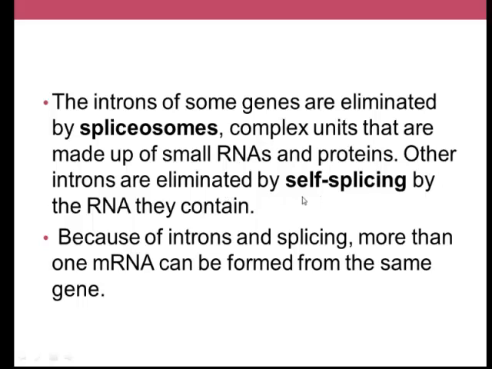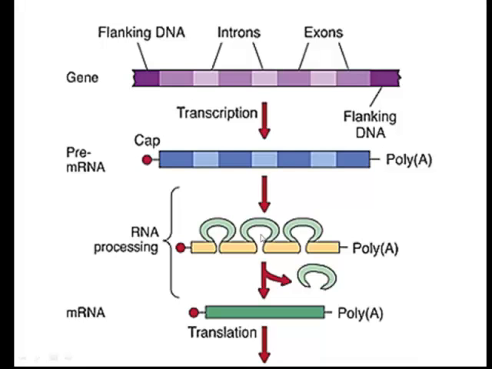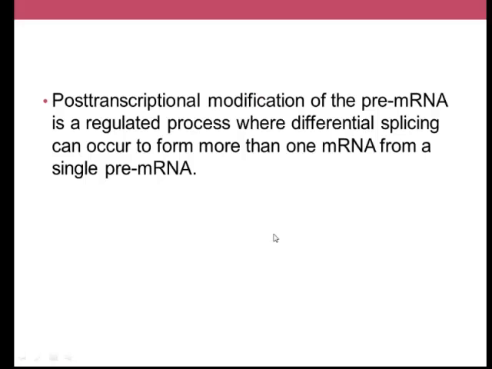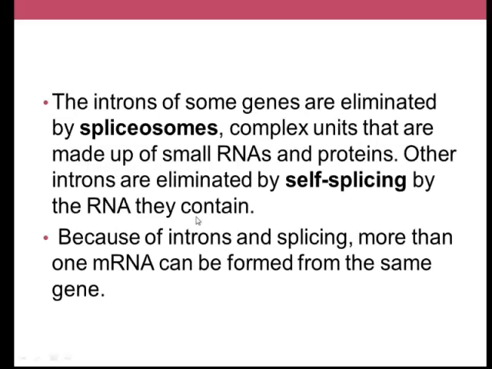Other introns are eliminated by self-splicing, so the process of RNA processing, or removal of introns, is achieved in 2 ways, either by spliceosomes or by self-splicing. Because of introns and splicing, more than one mRNA can again be formed from the same gene.